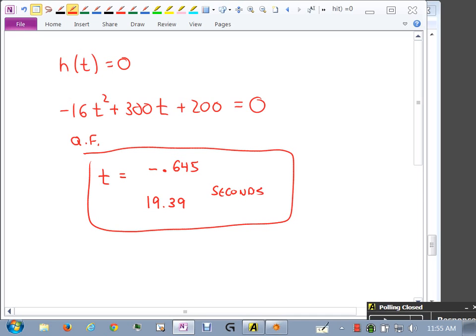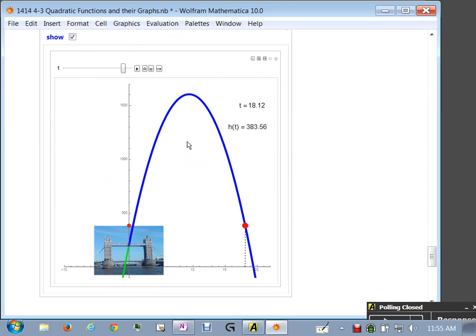And which one of those do I throw out? The negative, right? Because it doesn't make sense to have negative time in this problem. Time started when we threw the ball. So the parabola has no idea that this is a ball being thrown off the bridge, like thrown up. It has no idea. So it's still going to have x-intercepts back here. It's just for us, within the framework of our problem, it doesn't make sense to have negative time.